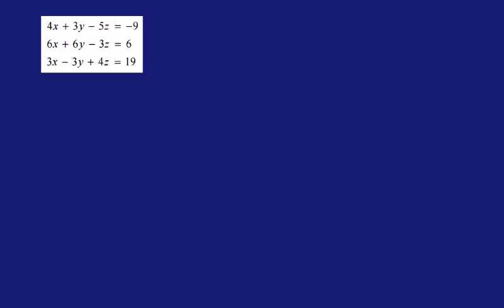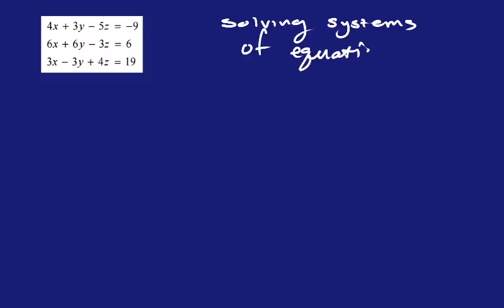Alright, this video is going to be on solving systems of equations, and since it's Algebra 2, we're going to actually be doing systems of equations where there's three equations. So here's an example. There's the first equation, there's the second equation, and there's the third one.